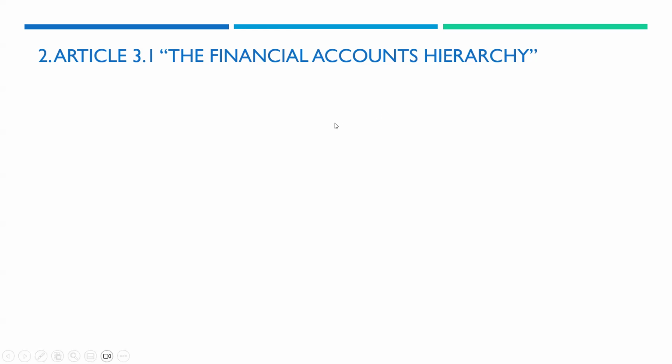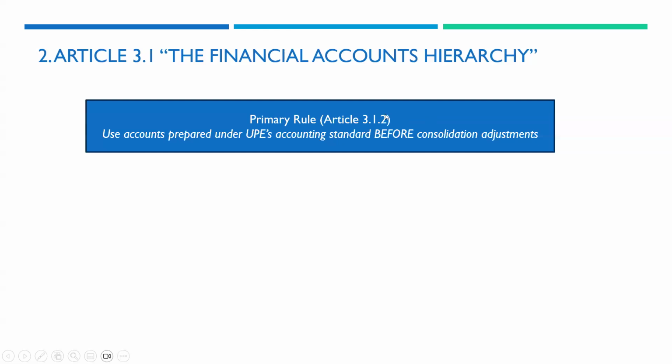So, in terms of the financial accounts hierarchy, they have given a clarification. The primary rule is you have to use accounts prepared under the UPE's accounting standard before consolidation adjustments. Basically, in the first slide, we told you that you have to take the financial net income of the constituent entity prepared on the basis of the UPE's accounting standard. So if there are different constituent entities, you have to first change it into the UPE's accounting standard. Then you take each of them.